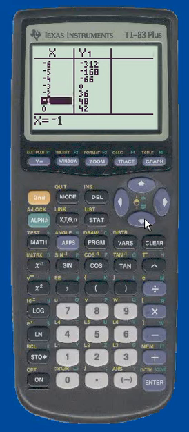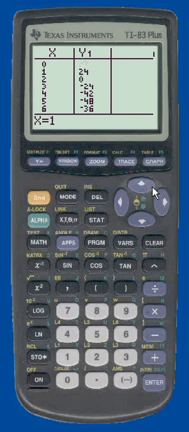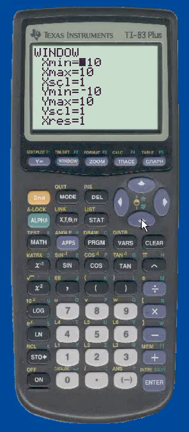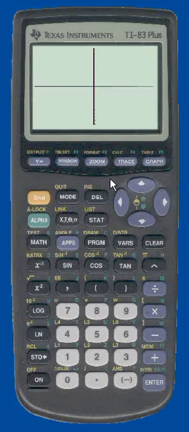And you scroll around a little bit, and we'll notice here that it seems like most of our y values are falling in between negative 300 and positive 300. So I would go to the window, leave the x values alone, come down, change the y minimum to negative 300, y maximum to 300, and the y scale to 30. Push the graph button again. Now we get a much better graph.